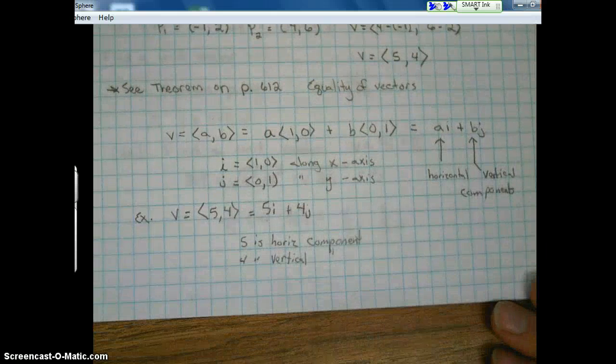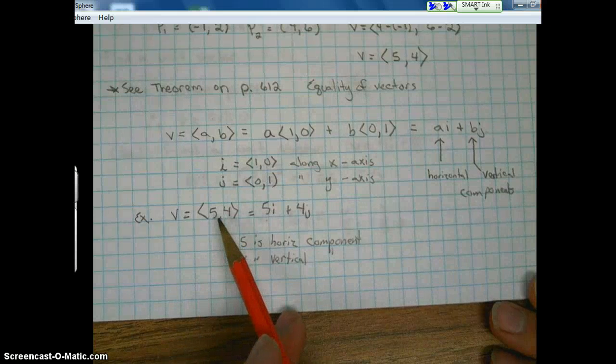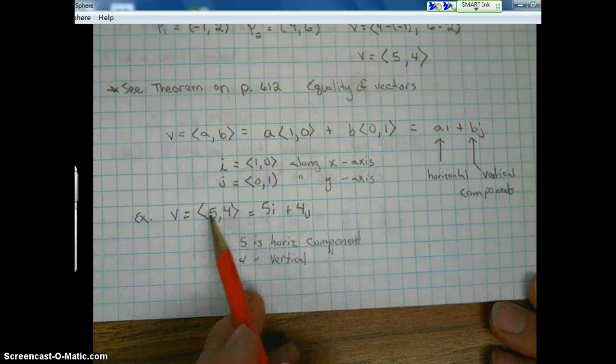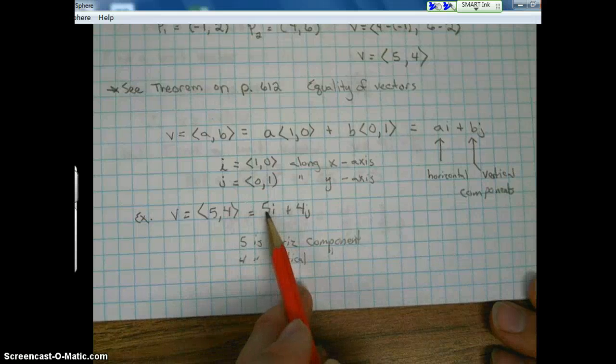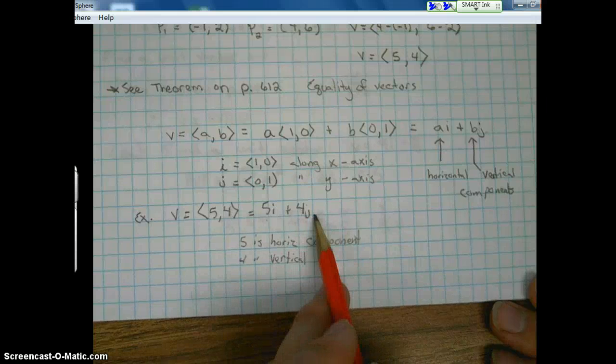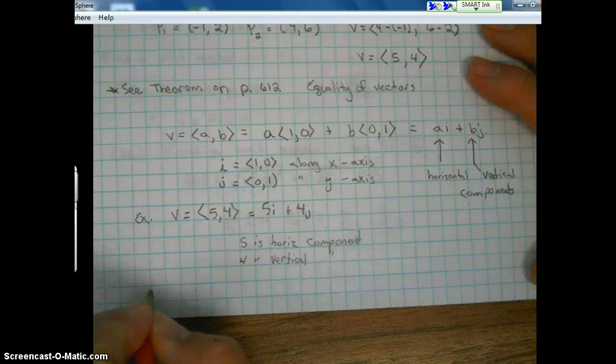So here's an example. It's very simple. Here's your algebraic vector, algebraic components, and so this is your horizontal, so 5i plus, here's your vertical component, 4j.